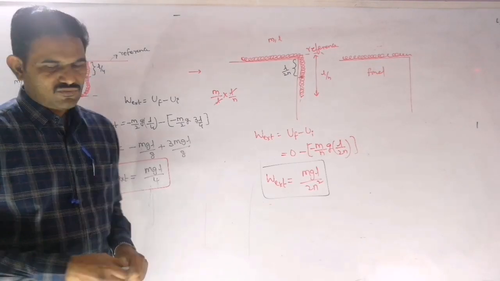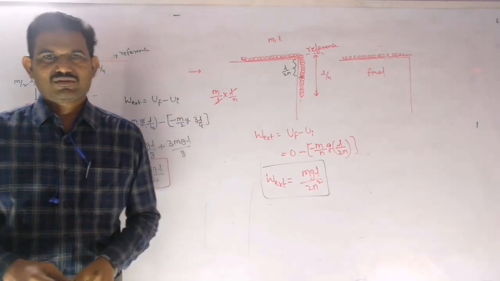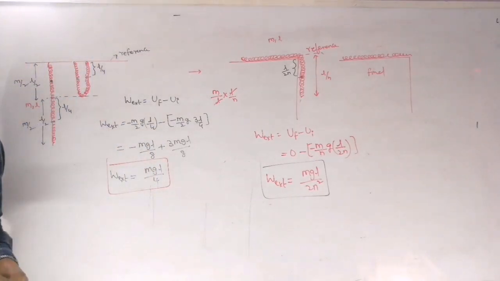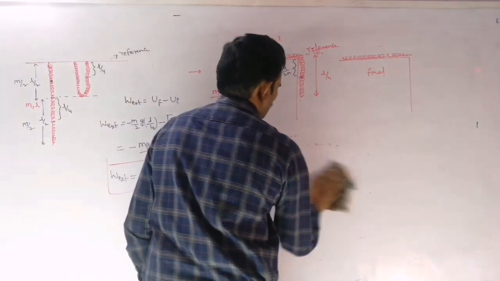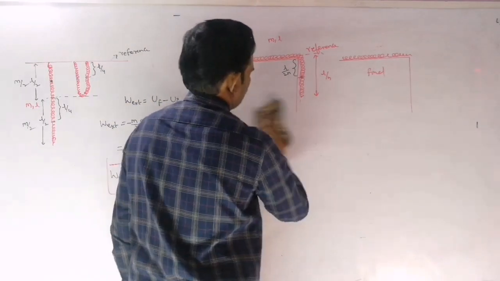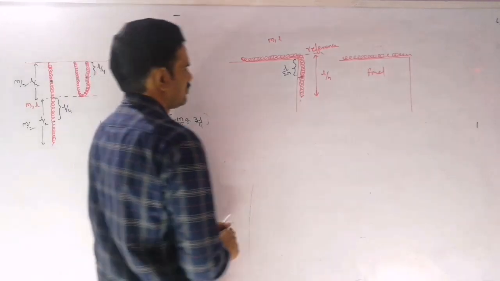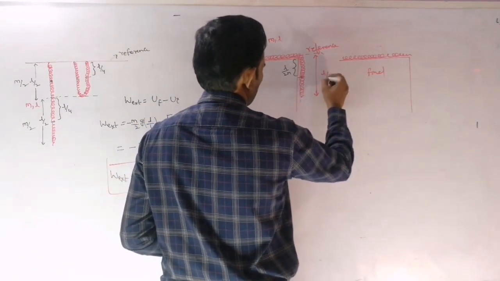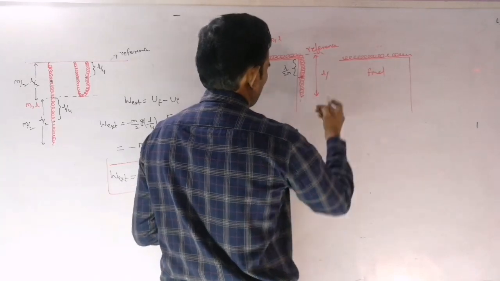A uniform chain of length L and mass M is placed on a smooth horizontal table such that one third of its length is hanging from the table. I am taking this length as L by 3. One third of its length is hanging from the table.